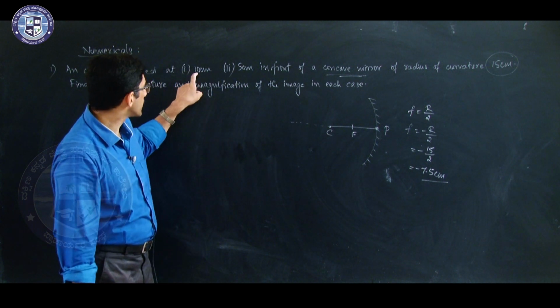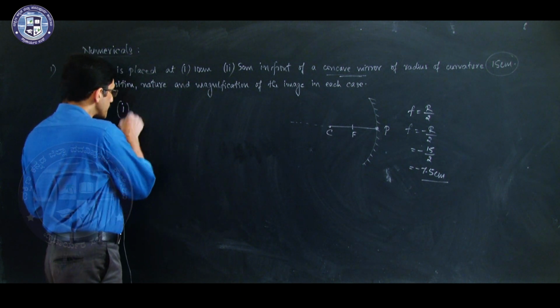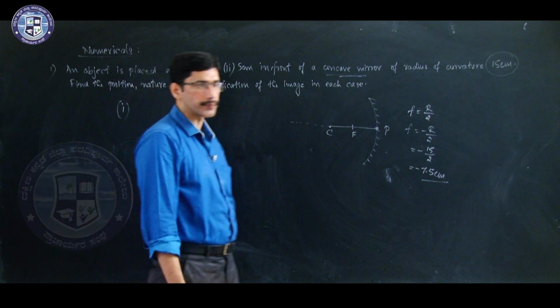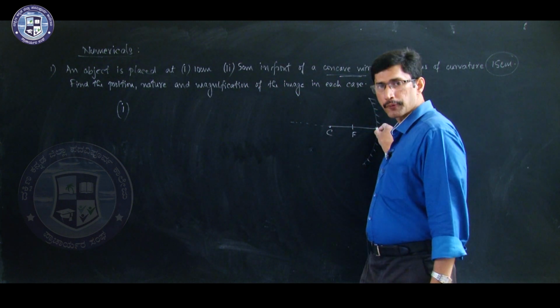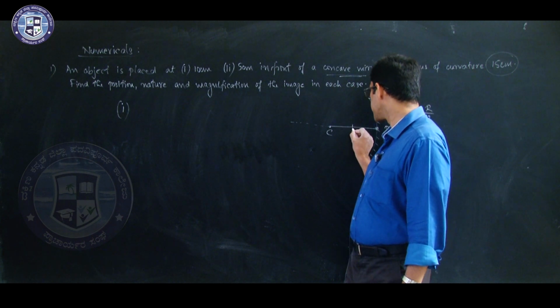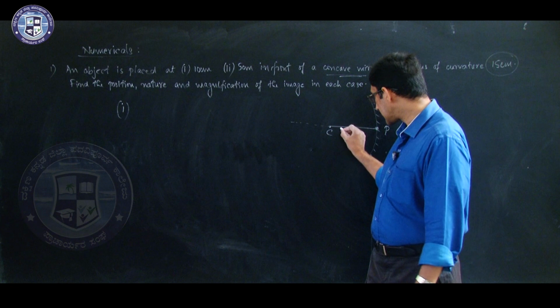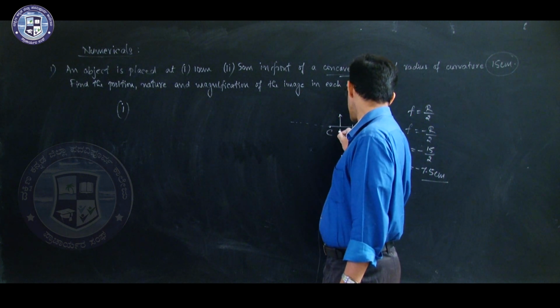Now, according to the question, the object is placed at a distance of 10 centimeter. First, let me consider that distance of 10 centimeter. As you all know, the distance is measured from the pole, and therefore the object is beyond the focus, but it is in between C and F. Somewhere here you have the object, that is AB.